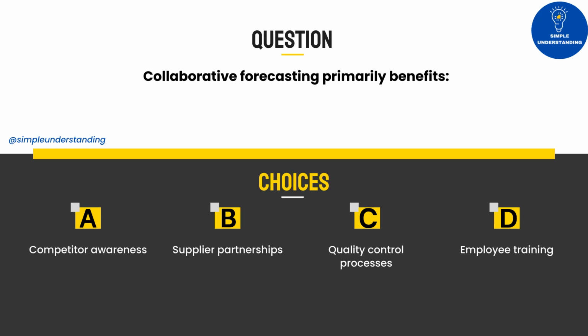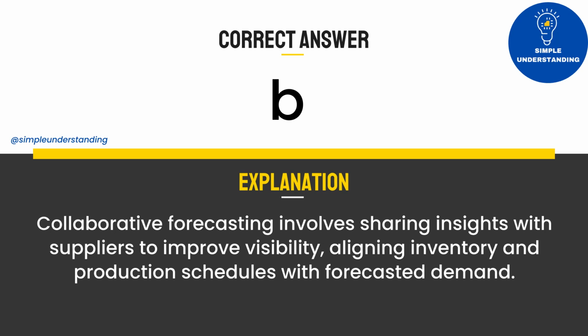6. Collaborative forecasting primarily benefits A. Competitor awareness. B. Supplier partnerships. C. Quality control processes. D. Employee training. Answer B. Explanation. Collaborative forecasting involves sharing insights with suppliers to improve visibility, aligning inventory and production schedules with forecasted demand.